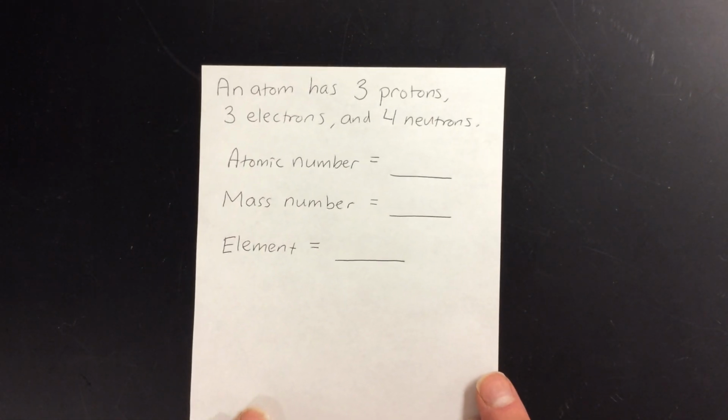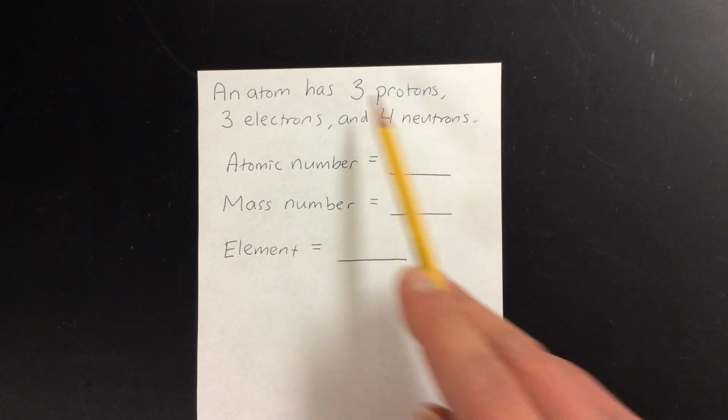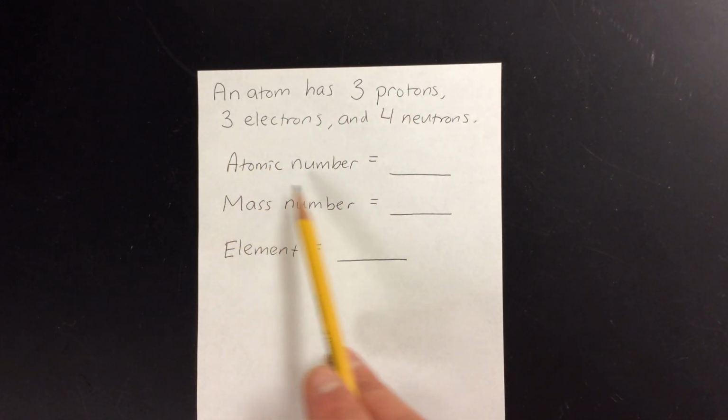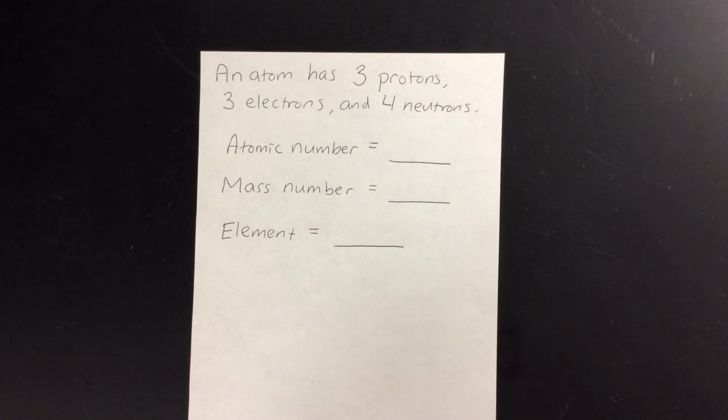All right, so those are the 2 examples in the notes. I've got one more that I'd like you to try on your own. So pause the video, give it a shot, and see how you do. It says an atom has 3 protons, 3 electrons, and 4 neutrons. Find the atomic number, find the mass number, and tell me which element it is. So go ahead and pause the video, write down your answer, and then we'll see how you did.